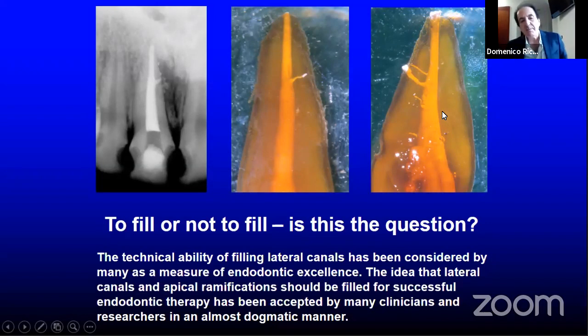So if we stick now to the problem of the lateral canals, I have to say that the technical ability of filling lateral canals and obtaining images like those you see now on my screen is considered a parameter for technical excellence. And many clinicians have always tried to obtain this kind of images.